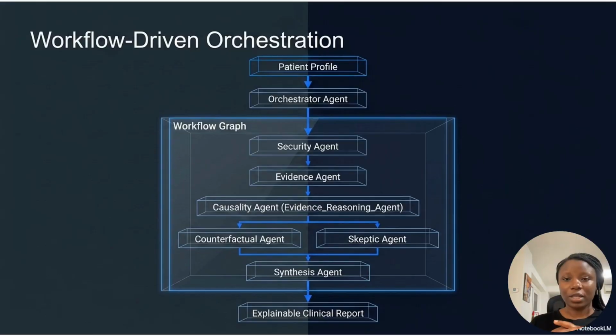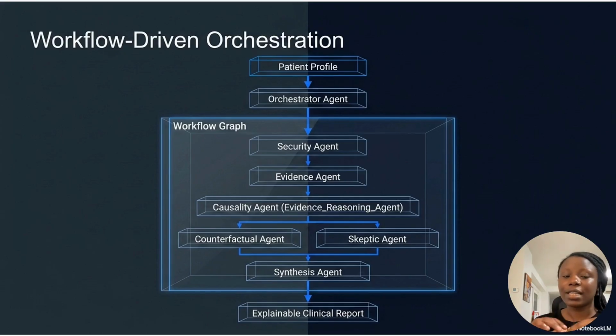So how does this actually happen? The reasoning process begins with a structured patient profile. The orchestrator agent coordinates the workflow and manages communication between agents. The security agent validates inputs before analysis begins. The evidence agent retrieves and ranks relevant biomedical literature from a local ChromaDB knowledge base. The evidence reasoning agent identifies evidence-informed risk contributors and interactions between patient factors.